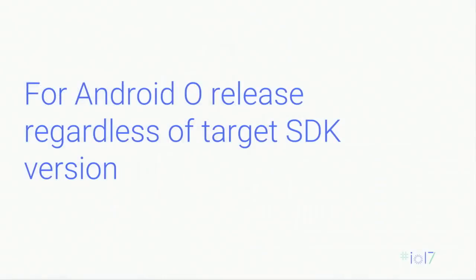So all the changes I mentioned apply to all background apps running on Android O release, regardless of the target SDK version. We believe this is the best approach to provide users with immediate battery improvement when they upgrade to O. Now you may be wondering, how do these changes look like on a real device?